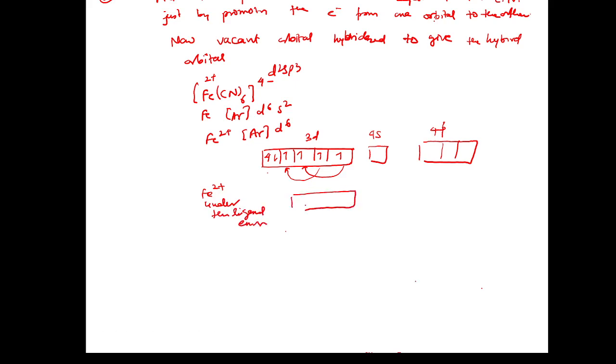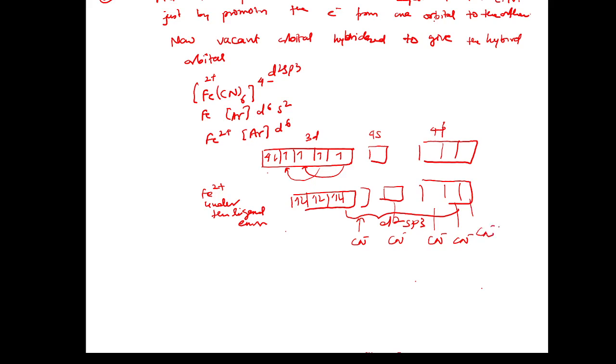What will happen? The electron will just promote and now it will become 1, 2, 3. Now it has given the 6 vacant orbitals, which is d2sp3. In these 6 orbitals only coordinately the CN minus will come, 6 CN minus ions. So here this metal hybrid orbital will overlap with the CN minus and give the complex.